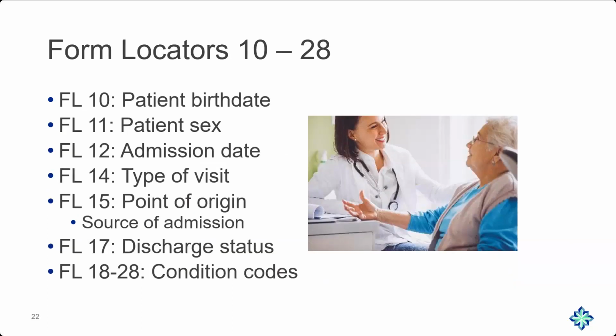Moving on to the next set of form locators. Form locator 10 is the patient's date of birth. Then we have the patient's sex, the admission date, the type of visit. Form locator 15 is the point of origin, or you might hear this called the source of admission. We also have form locator 17, which is very important. That's the discharge status code. And then fields 18 through 28 are for what we call condition codes. I'll share a little bit more about those last two.